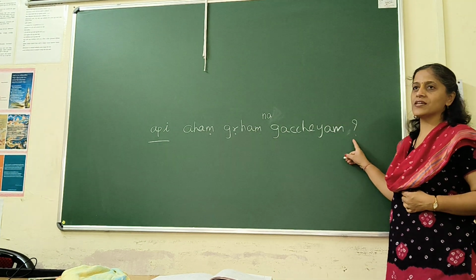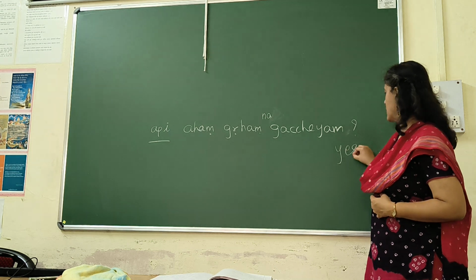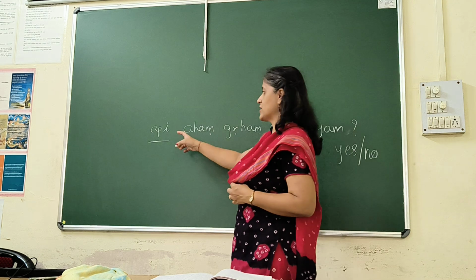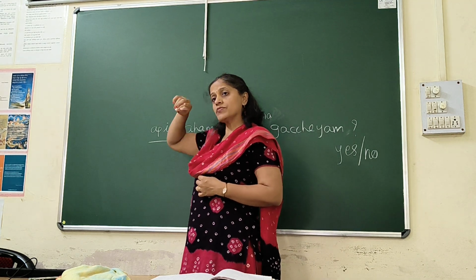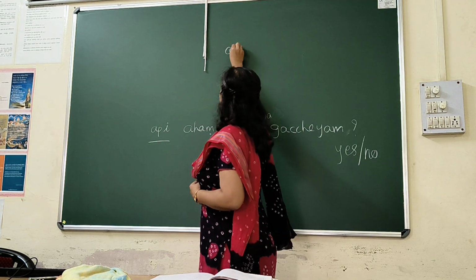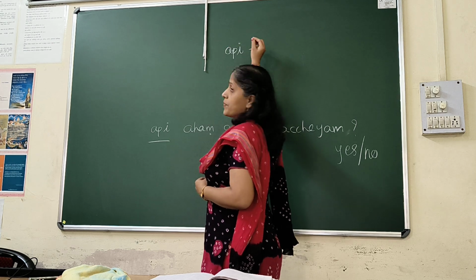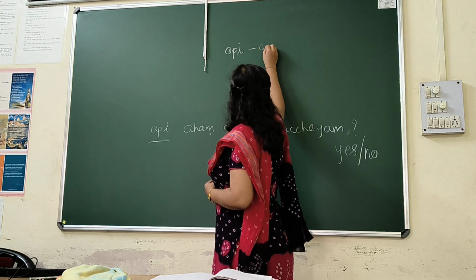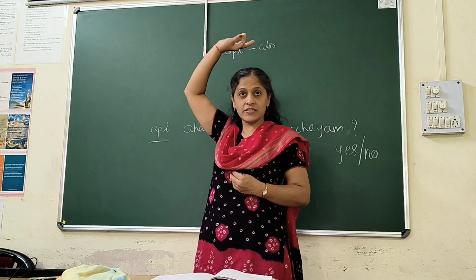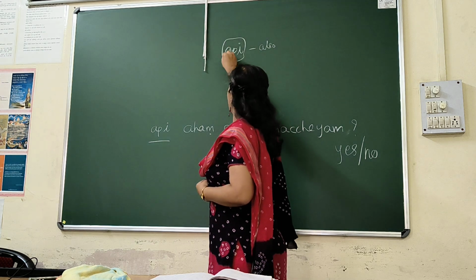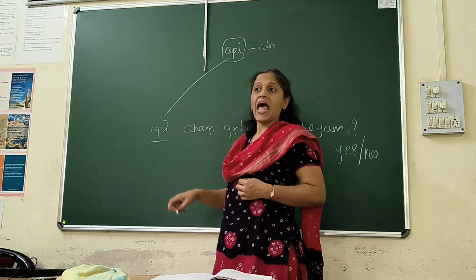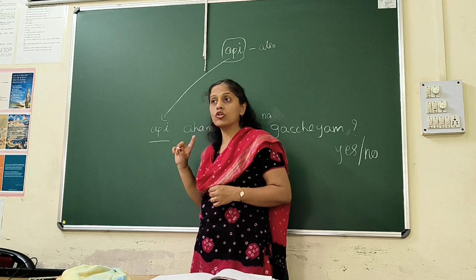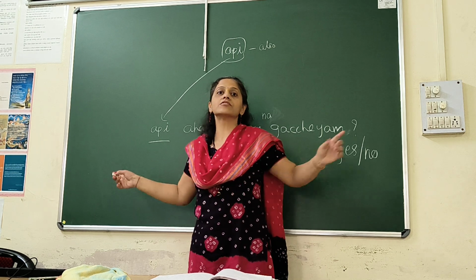And which type of question is it? Which has the answer yes or no? Only two answers, if the question starts with api. Which we have learned, what meaning have we learned? Api, indeclinable, meaning also, we have learned this. But the same api, if used at the beginning of the sentence, the meaning is not also. The meaning is, it is a question.